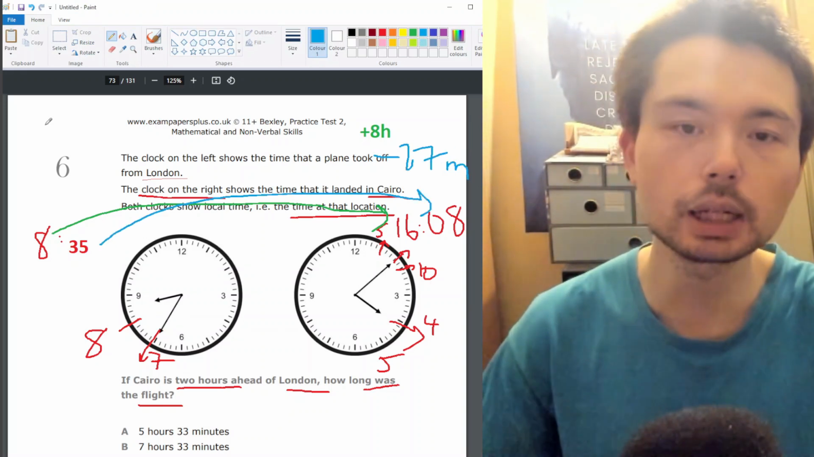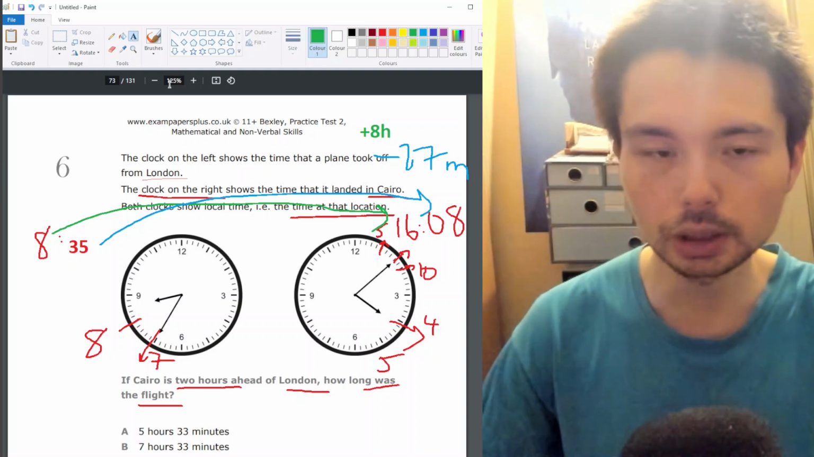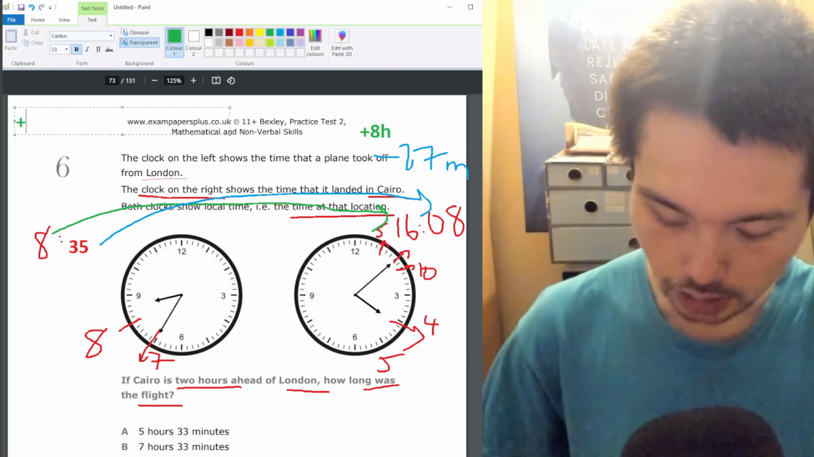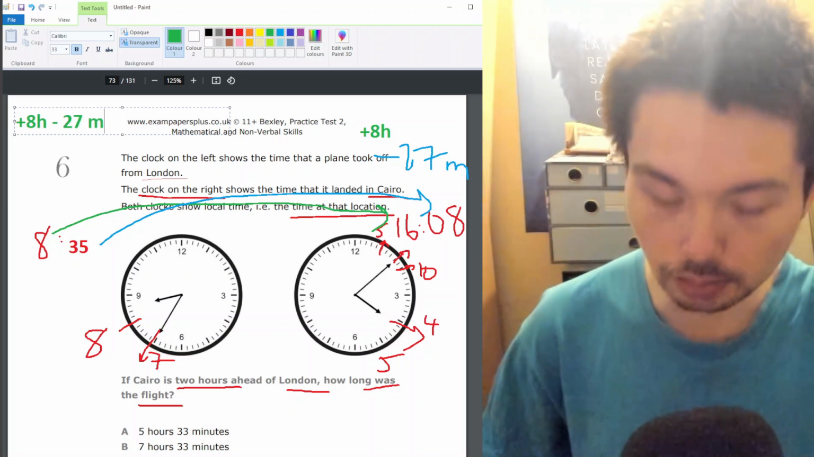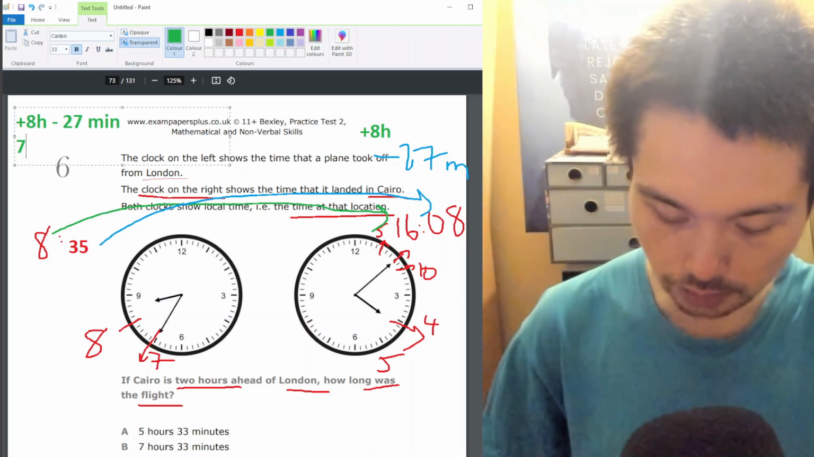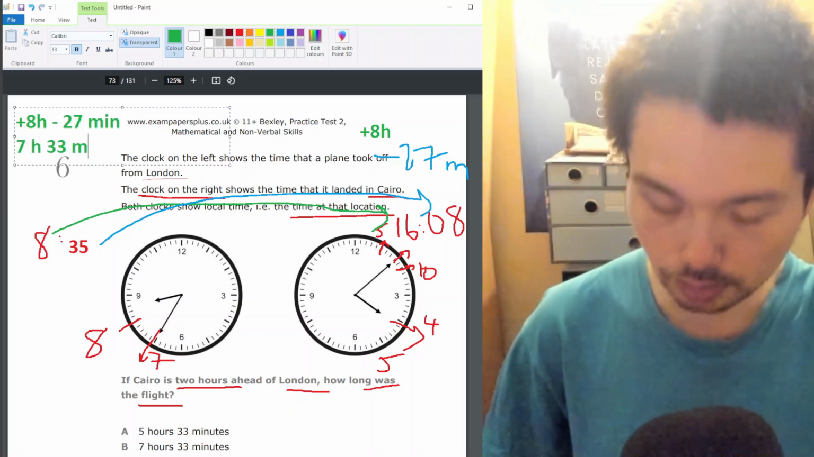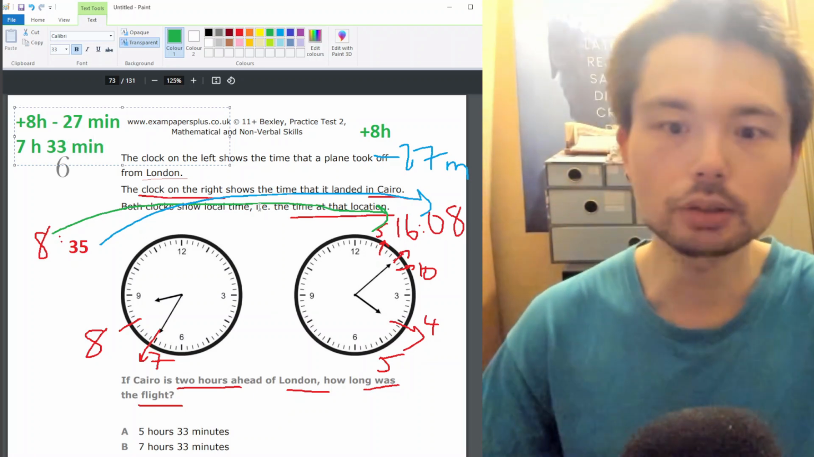So overall, that's a nice way to do time questions. You add 8 hours and then you go back 27 minutes. Now what is that? 7 hours 33 minutes. Okay, so that's really normal.